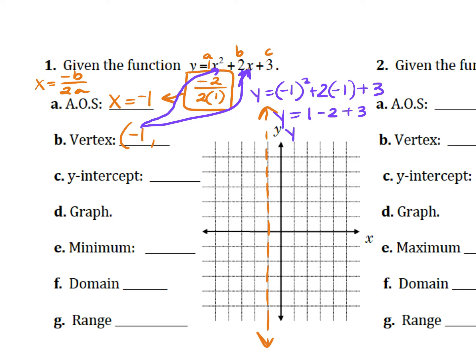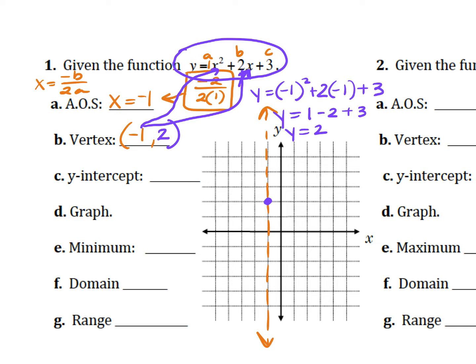So your y value, what is 1 minus 2 plus 3? 2. So your vertex is going to be the point -1, 2. Okay, so -1, 2, that goes right here. Just looking at the equation, can you tell me what direction this is going to open? Y equals x squared plus 2x plus 3. It's going to open up.